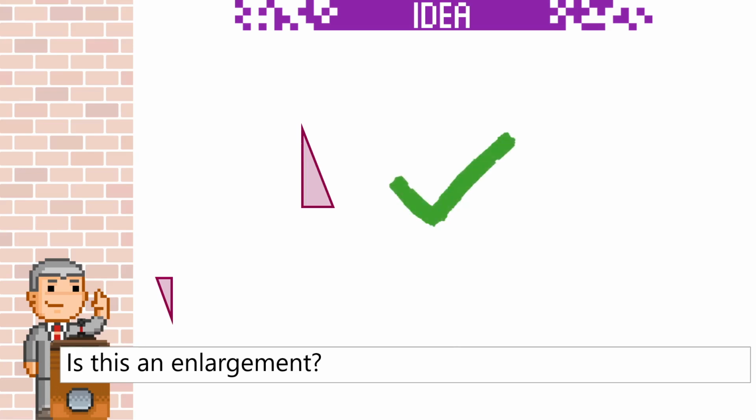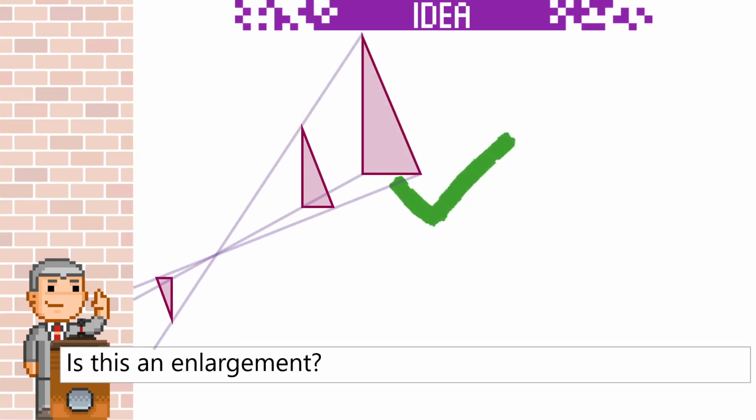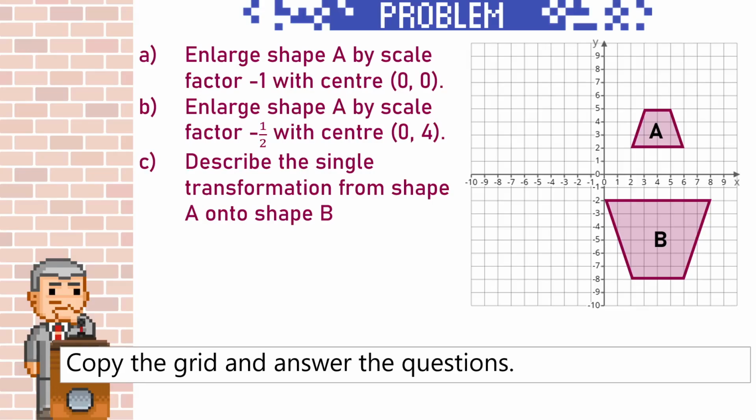If we have a look, we can see that it is still following the ray lines we used when we talked about enlargement. It just goes through the centre of enlargement. Let's have a look at these questions.